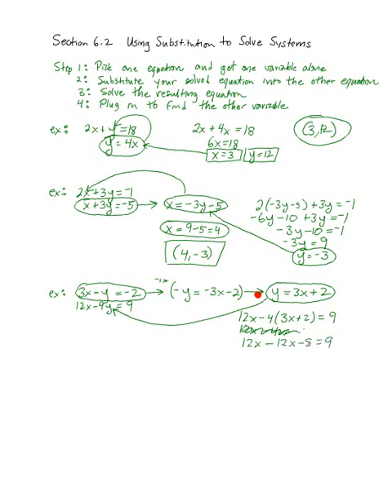Something strange here happens. The x's cancel out. I get minus 8 equals 9. When does minus 8 equal 9? I hope your answer is never. Minus 8 never equals 9. What does that tell me? Well, what that tells me is these lines never cross. Negative 8 never equals 9, so these lines never cross.